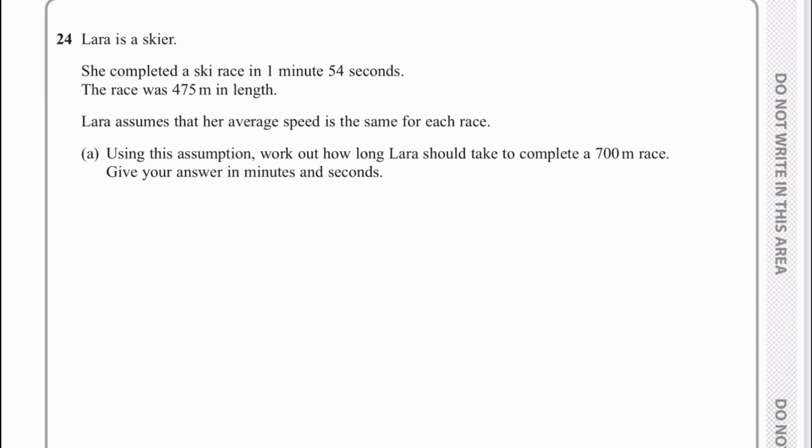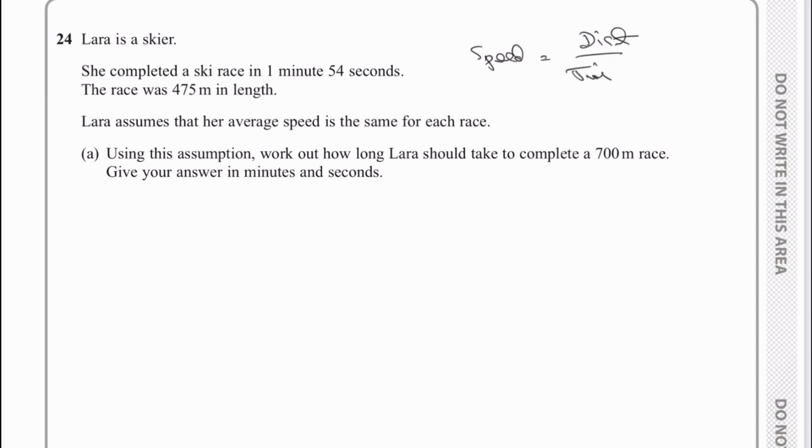Okay, so here we are on question number 24, and Lara is a skier. She completed a ski race in 1 minute 54 seconds, and the race was that in distance. So what have we got? Well, we've got a relationship between speed equals distance divided by time.